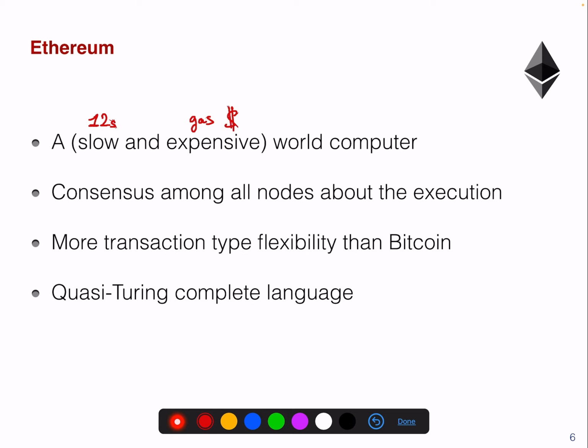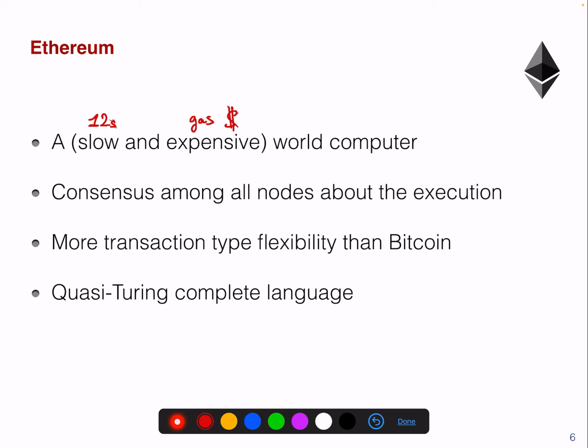And it's a world computer because it's a distributed network across many machines out there, which can be used by anyone. Now, the beautiful thing is that there's consensus among all nodes about the execution, right? So this is exactly what smart contracts need, and it has more flexible transaction types than Bitcoin.